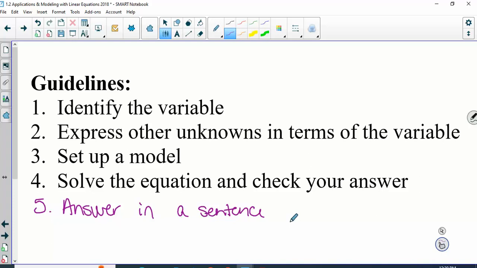My rule of thumb is if I give you a problem in words, I want you to answer it in words. Especially when we have multiple things we don't know. You can't just say x is 5 at the end. You need to tell me, what did you actually find? Did you answer the question that you were asked? All right. Ready to try one?